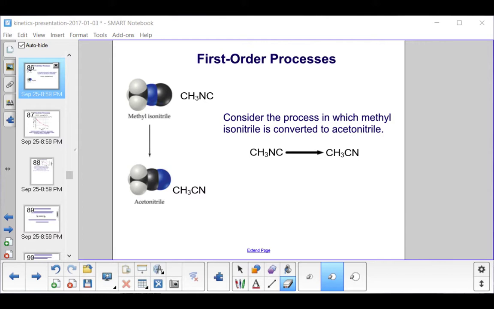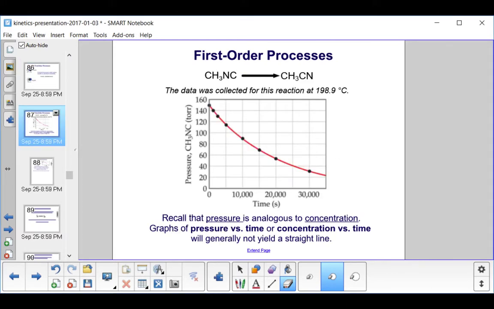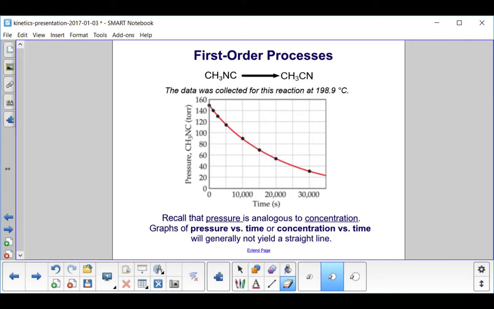Okay, so let's look at an example now of how we might use data to determine whether a process is first order, and then what we might do with that data. Let's consider the process in which methyl isonitrile is converted to acetonitrile, as shown by the reaction below. Data was collected for this reaction at 198.9 degrees Celsius, and then it was graphed. Currently on this graph we have pressure versus time, and we can see that we don't get a straight line.